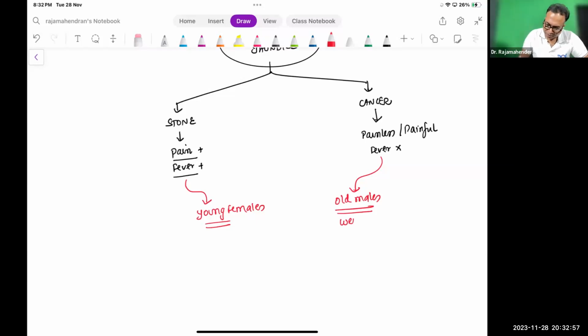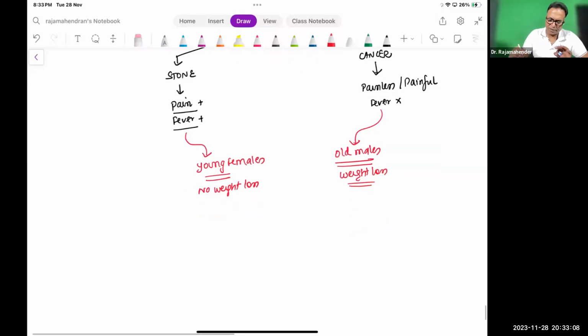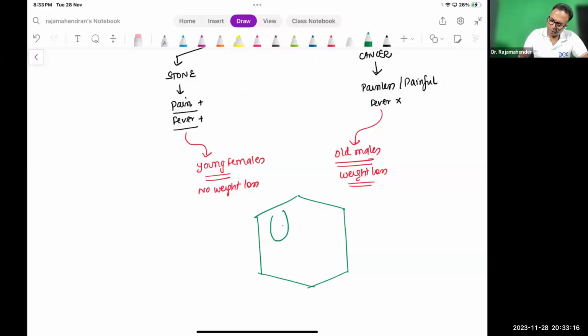And in a cancer patient, there will be weight loss. Stone patients are not going to come very late, so there is no weight loss in these patients. The interesting finding which is going to give you a clear clue is Courvoisier's law. Please remember, the gallbladder is palpable in cancer, not palpable in stone.